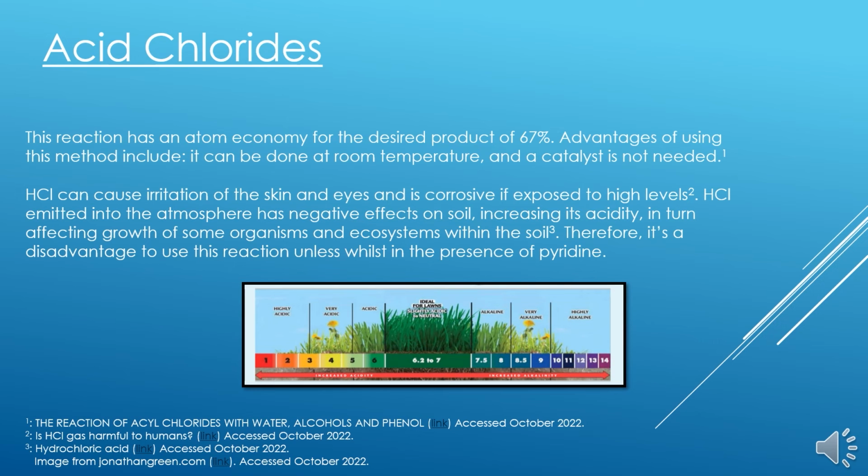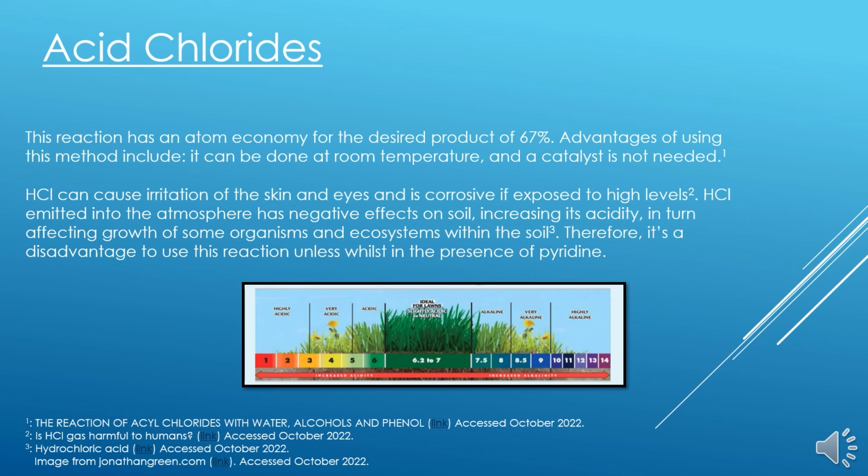With a moderately high atom economy of 67% when producing methyl ethanoate from methanol and ethanoyl chloride, for example, a big proportion of reactant atoms are present in the product. An advantage of this reaction is that it can be done at room temperature, meaning there will be less damage done to the environment from energy usage. On top of this, a catalyst is not needed. Both of these points mean a decrease in expenses.